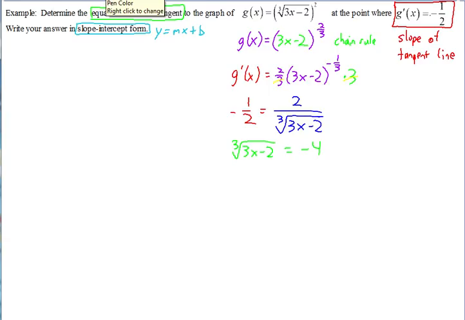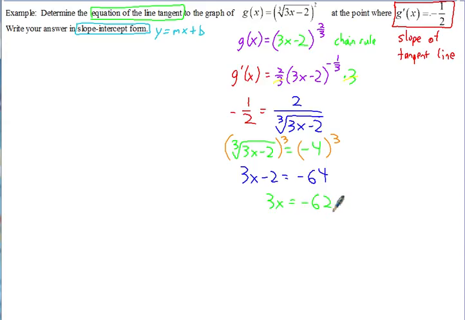And then the reverse of cube rooting something is cubing it, so raise it to the third power, and balance it out, raise the other side to the third power. We get 3x minus 2 equals negative 4 cubed, that is negative 64. Add the 2, you do 3x equals negative 62. So x would equal negative 62 over 3. So there's the x coordinate of our point of change.